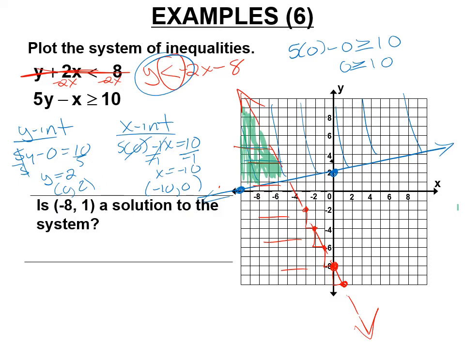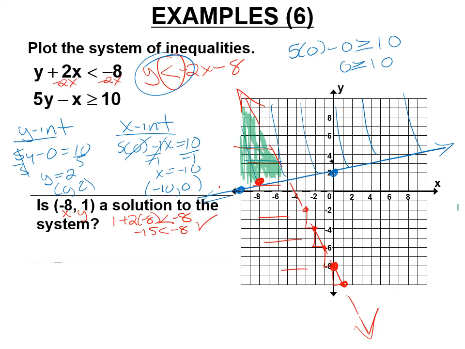Is negative 8, 1 a solution? All right, so negative 8, 1, this is a perfect one, is right there. It seems like a yes, if I did my graph accurately, but let's double check it. So how do you double check that? It has to make both equations true. So x is negative 8, y is 1. The top equation would be 1 plus 2 times negative 8 is less than negative 8. So 2 times negative 8 is negative 16, plus 1 is negative 15. Is negative 15 less than negative 8? Yes.